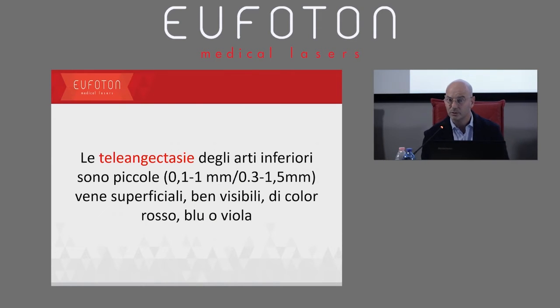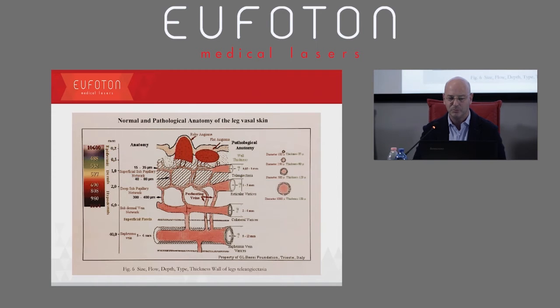A brief introduction about telangiectasias, specifying that they're small vessels, 0.1 to 1 millimeter or 0.3 to 1.5 millimeters. They're superficial, easy to see, and their color changes depending on the vessels and the depth that they can be found in. I know that Dr. Kripa has already partially treated this topic, this disease, so I will skip this.